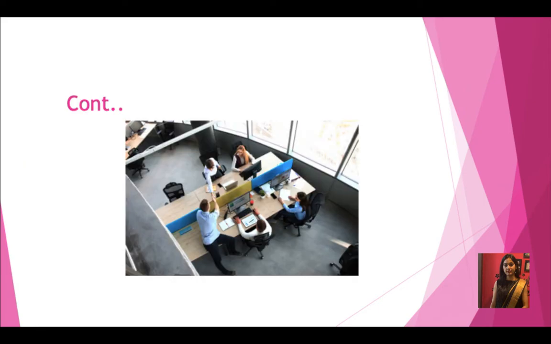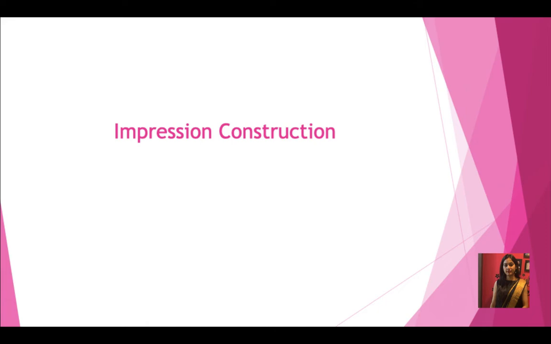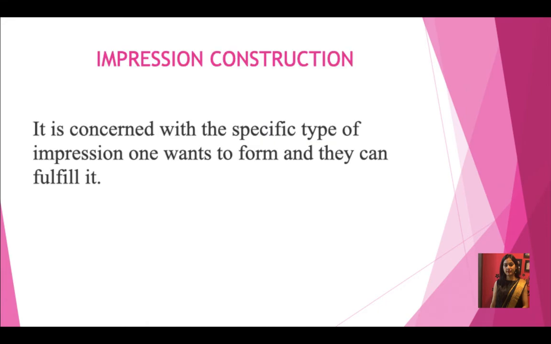Under the process of impression management, the next one is impression construction. So what is impression construction? It is concerned with the specific type of impression people want to form and then how they go about doing it. When you want to create a specific type of image, and it is clear to you, for example that I want to create an impression that I am very social in nature, or an image that I am a very honest person, then you start working on that.